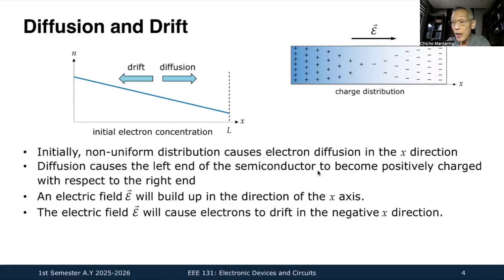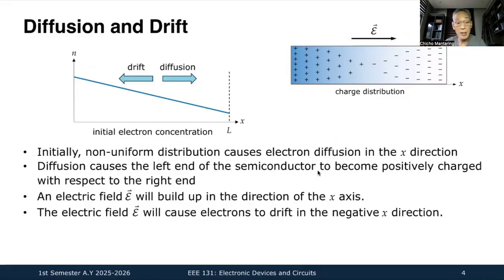So for electrons, what direction will the electrons move? They will move opposite the direction of the electric field. And then there will be electrons drifting, because it's in the presence of an electric field. There will be electrons diffusing from left to right, and there will be electrons drifting from right to left.